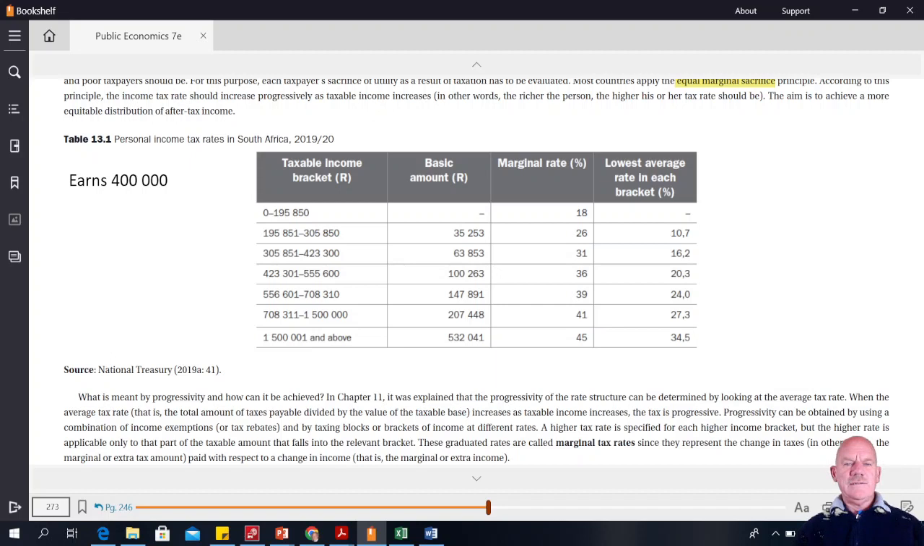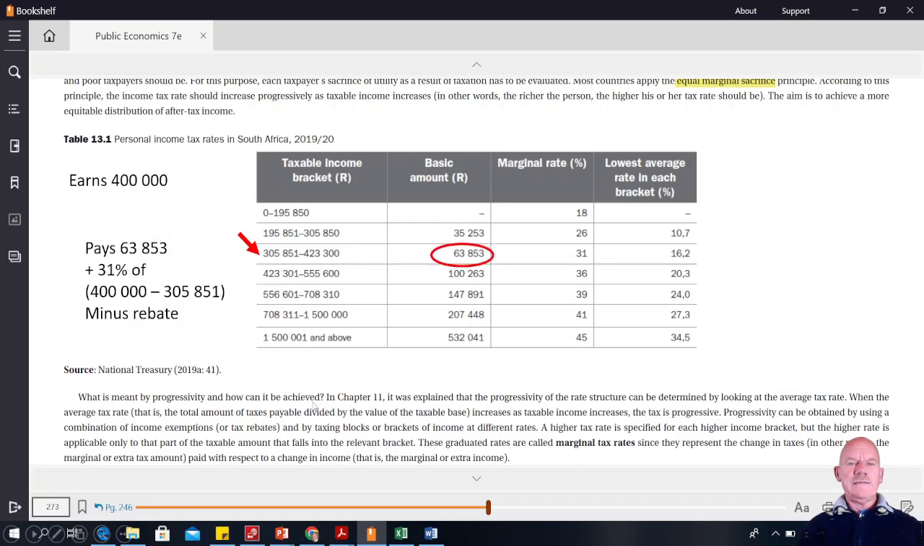So the first thing that you do is to go and look at the taxable income bracket. In which bracket does 400,000 lie? It lies between 305 and 423. So the person will pay the basic amount of 63,800 plus the marginal rate, which is 31% of everything above 305,851. So you take 400,000 minus 305,851.